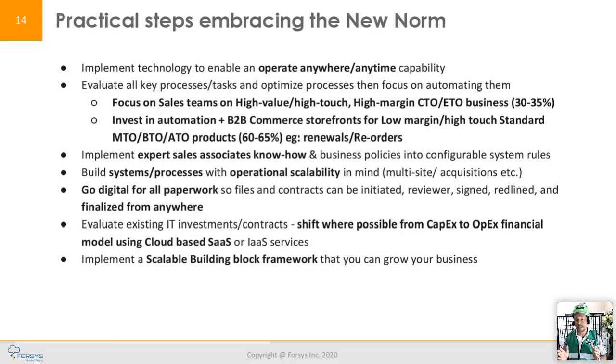So looking at the technology investments, it makes sense to truly spend the money where you can continue to embrace your high value and high touch business and streamline that. I'm sorry, your high margin business. I said that wrong. Focus on your high margin business, and the high touch business. You can potentially shift that focus. For example, the renewals and reorders of some of your business.